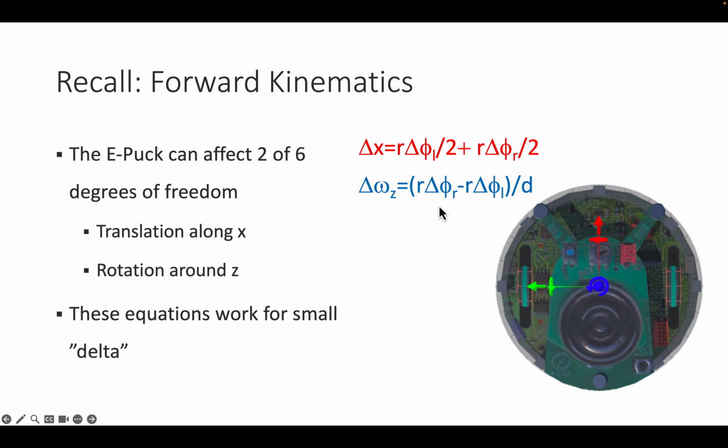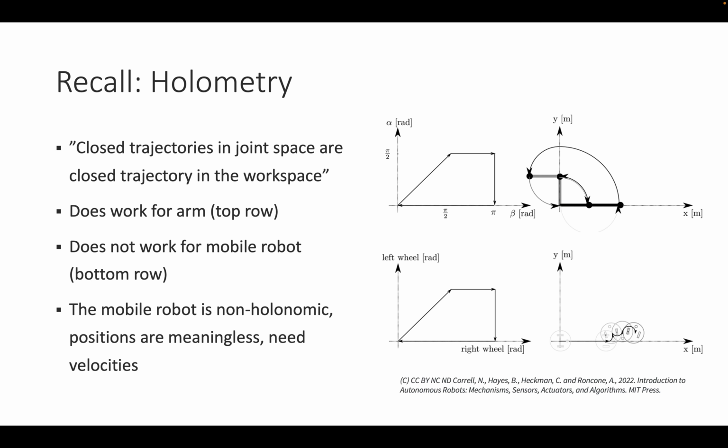Likewise, by looking at small increments of the wheel speeds, or the wheel rotations in this case, we can compute small increments in rotation. The reason for this is holonomy. The mobile robot is what we call non-holonomic, and just to recall this, for systems that are holonomic, you can actually tell where the robot is based on the orientation of the actuators.